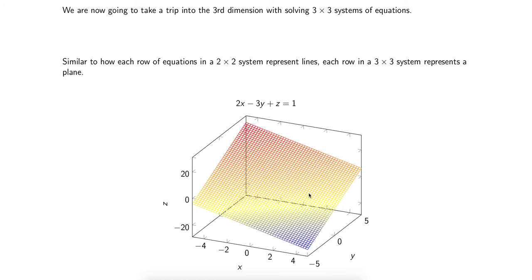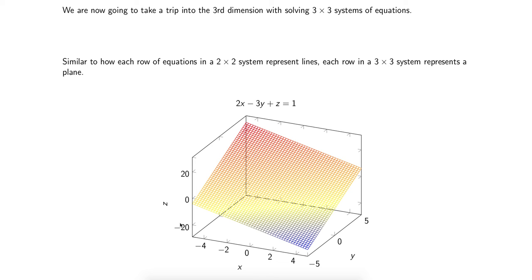So similar to graphing the row equations in a 2x2 system, how each row of a 2x2 represents a line, each row in a 3x3 system represents a plane. So here we have the plane 2x minus 3y plus z equals 1, where the red part is indicated for higher values of z and cools off to the blue part, which is more negative values for z.